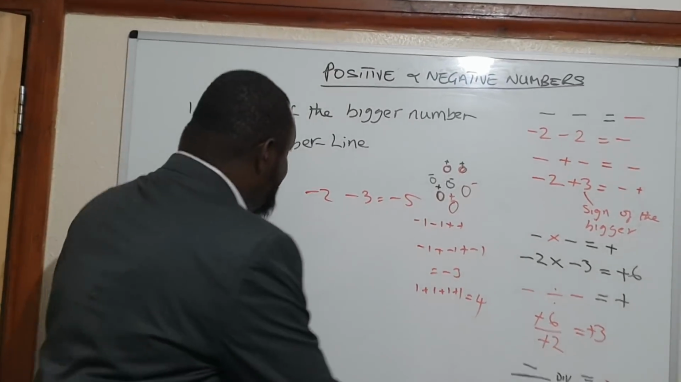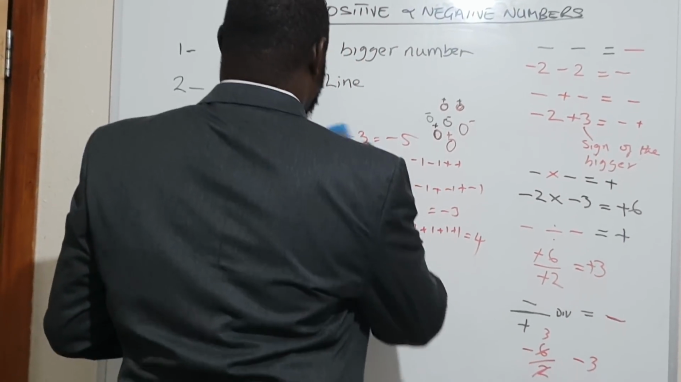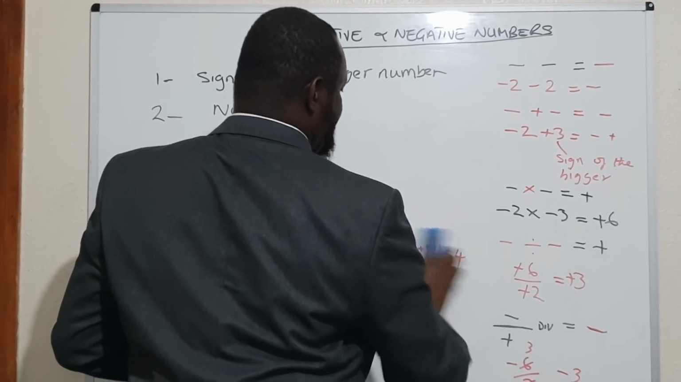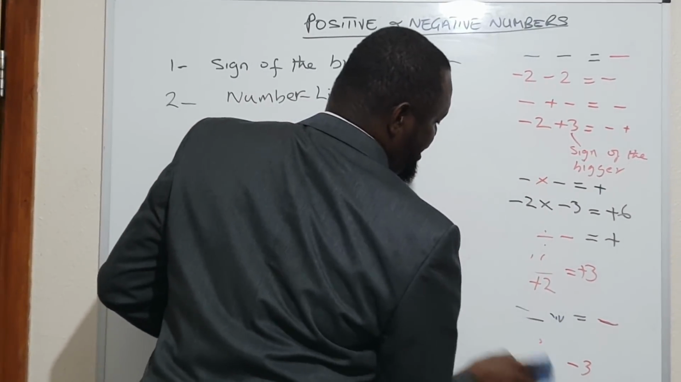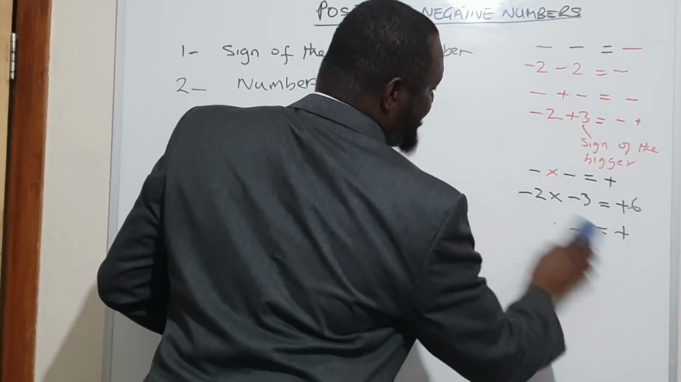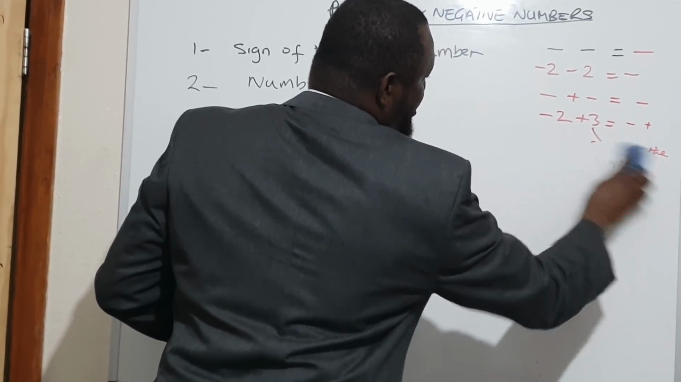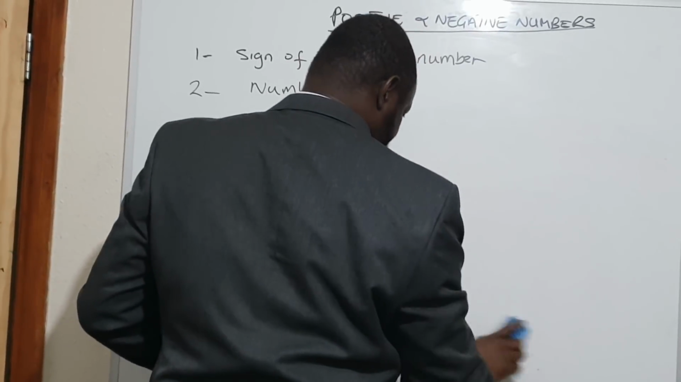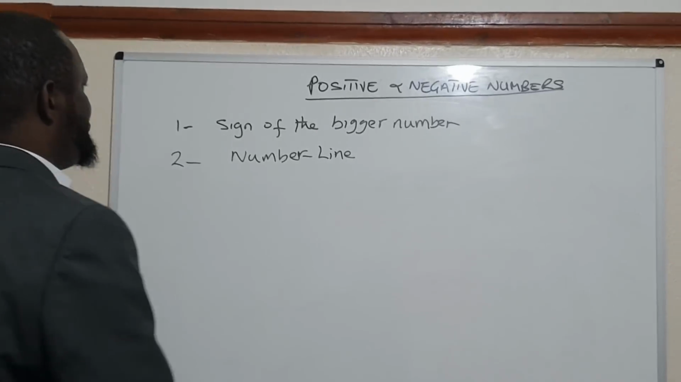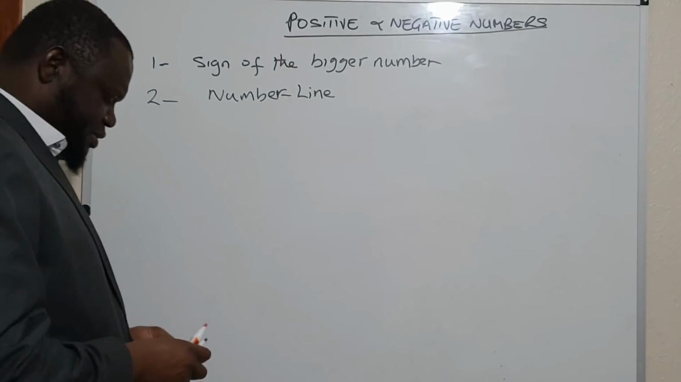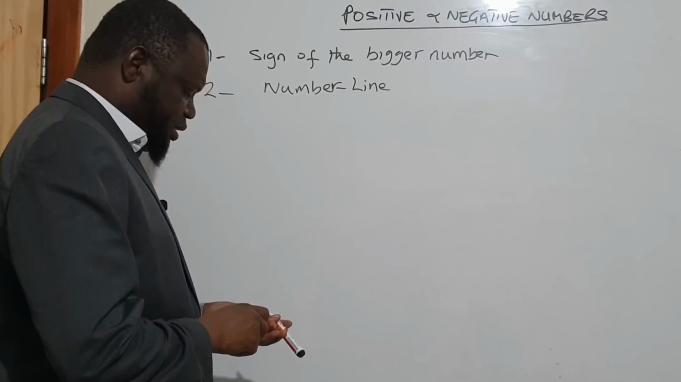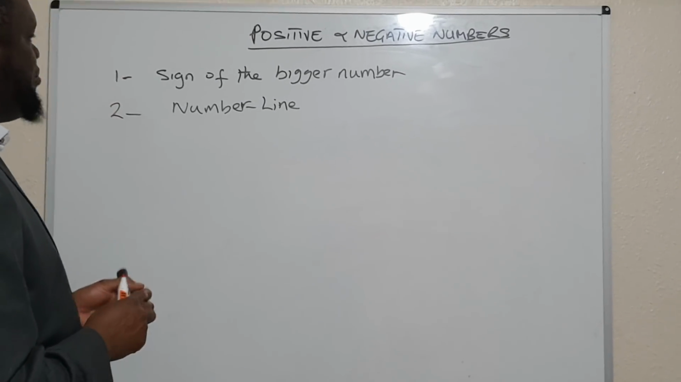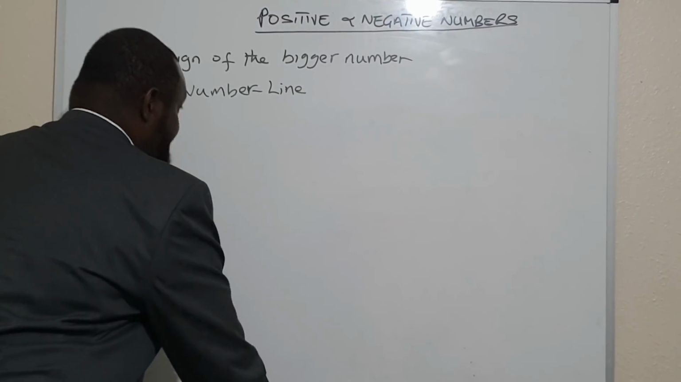But when we apply the sign of the bigger number and the number line, you come to understand how this thing is applied. So minus times minus will always be positive. Minus divided by minus will always be positive, okay? Now let's apply the first one, sign of the bigger number. Sign of the bigger number, okay? That's this one.